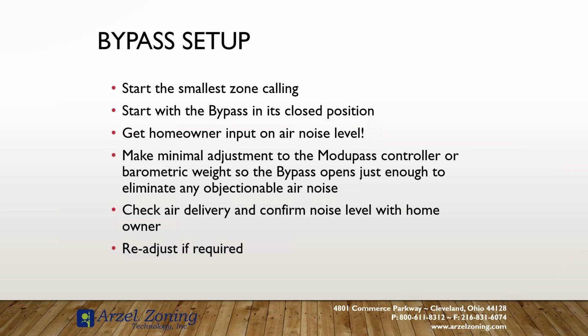So when you're adjusting that bypass, start with your smallest zone calling by itself. If you have a 2-stage furnace and you use the Heat Pump Pro, have it running in low fire, or low stage. That way you're setting it up based on that calling. And then make small adjustments to it. Read with your meter, see how your static pressure is looking, see if it's going to be objectionable for your customer. And if your customer is satisfied with it, you're good to go.